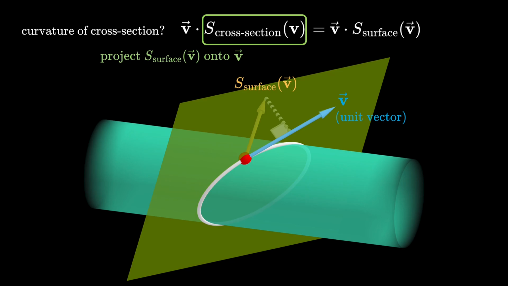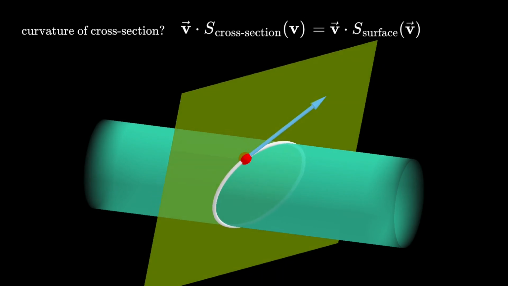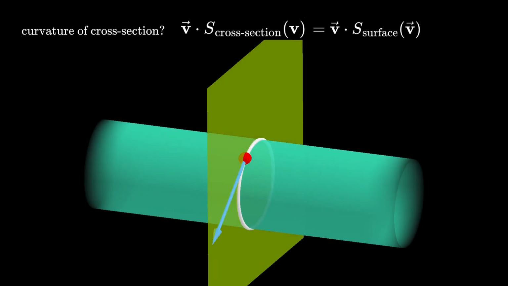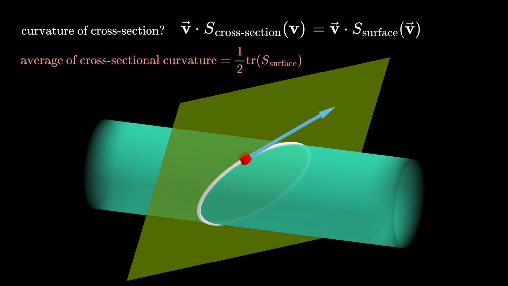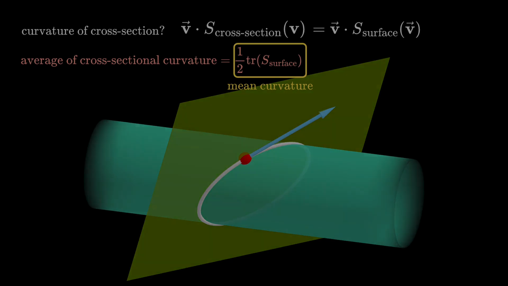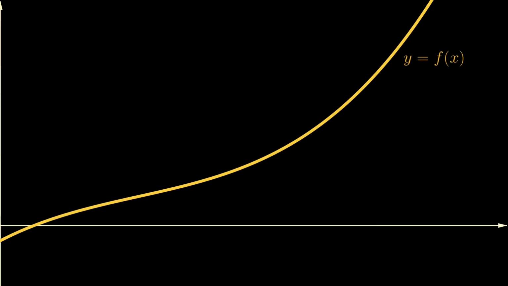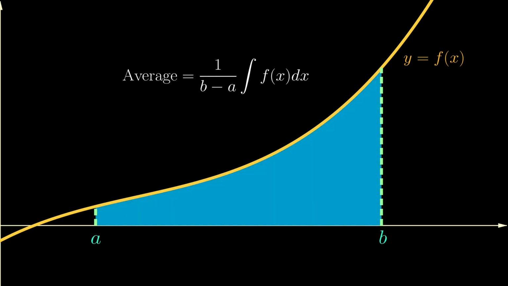It turns out that if we take the average of these curvatures among different cross-sections, then we get half the trace of the shape operator of the surface. So it now makes a lot more sense why this is called mean curvature. But why does taking the average give half the trace? In general, when we want to take the average of a function f of x from a to b, we should integrate f of x from a to b, then divide it by the range b minus a.